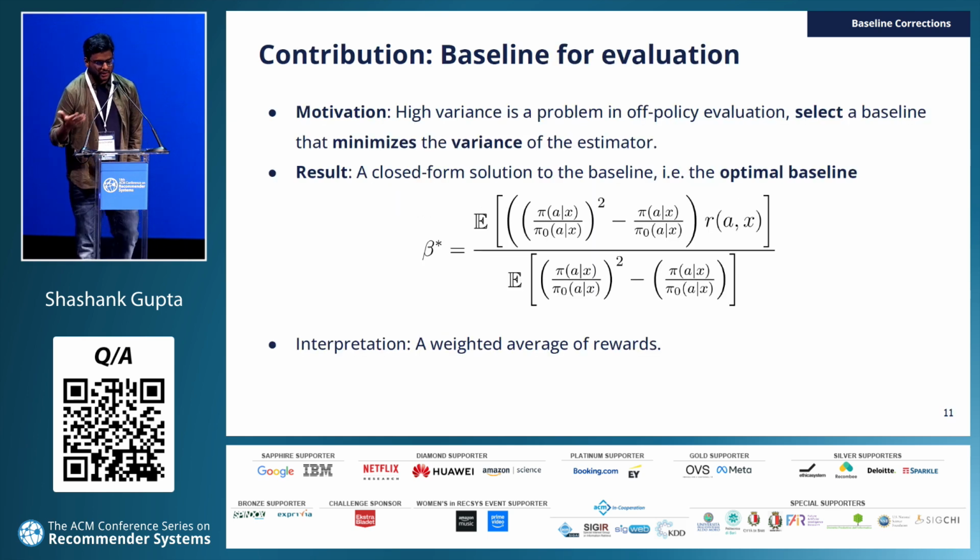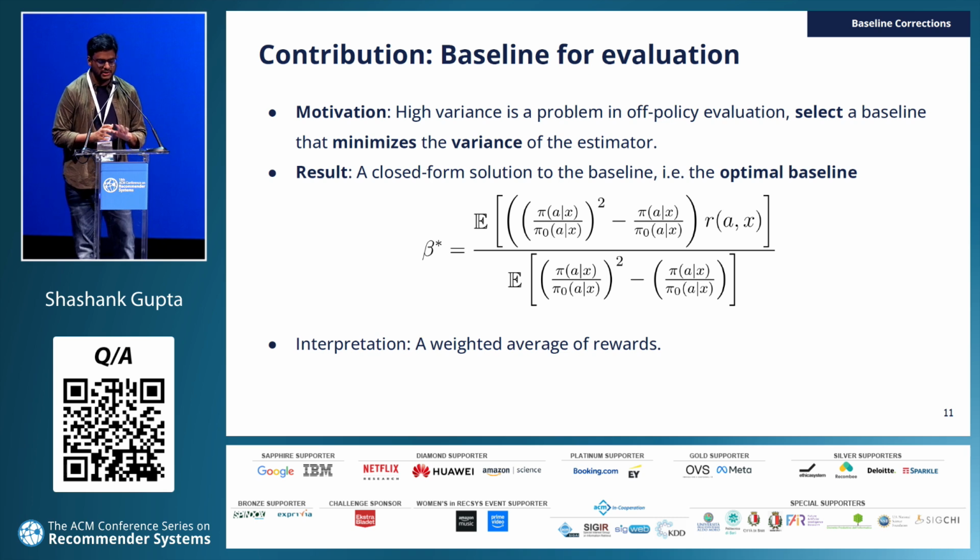All right, now coming to our contribution. This is our first contribution, where we propose a baseline correction term for evaluation. The problem was that off-policy evaluation suffers from a high variance problem. So we simply try to find a baseline which minimizes the variance. And it turns out, very nicely, that the optimal baseline has a closed form solution, which is this equation.